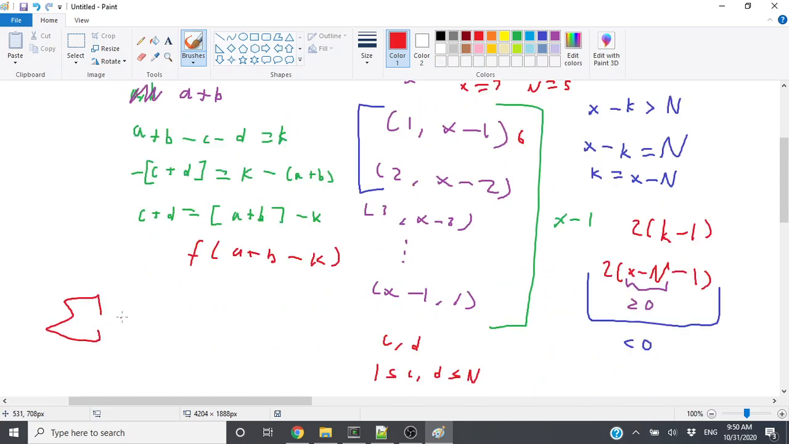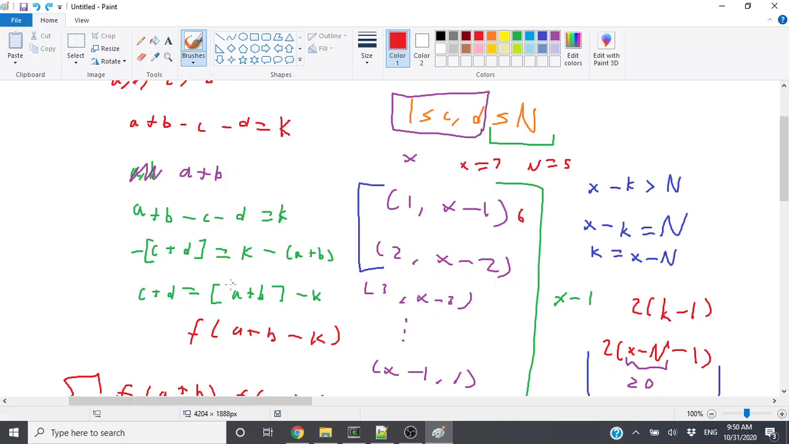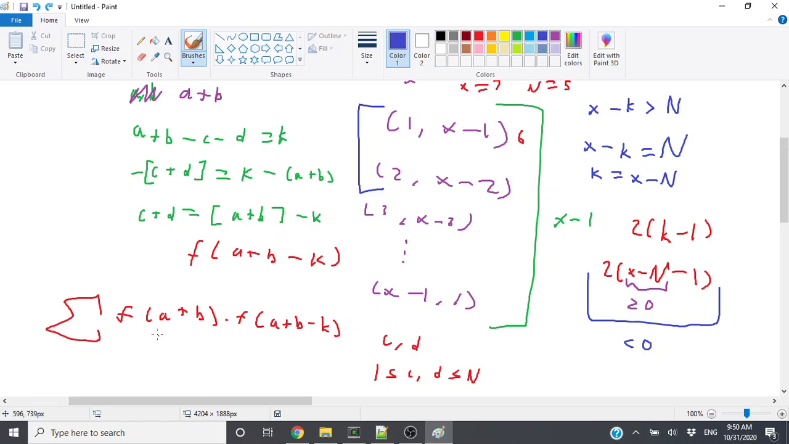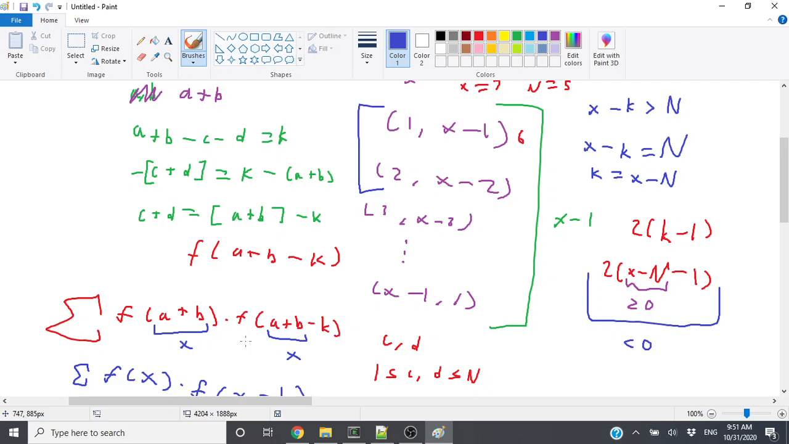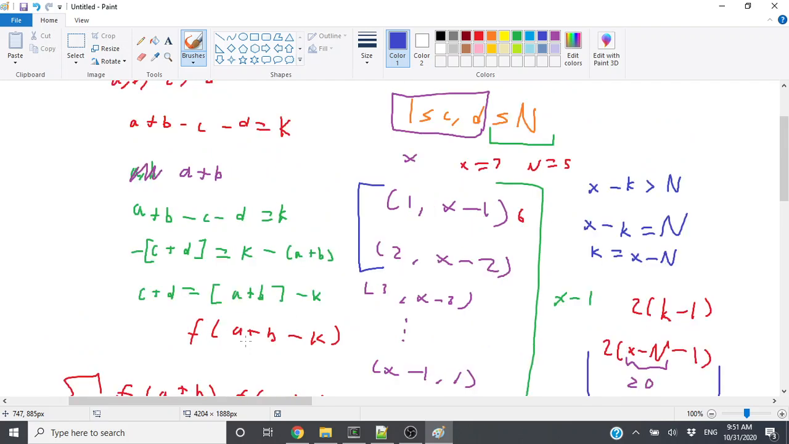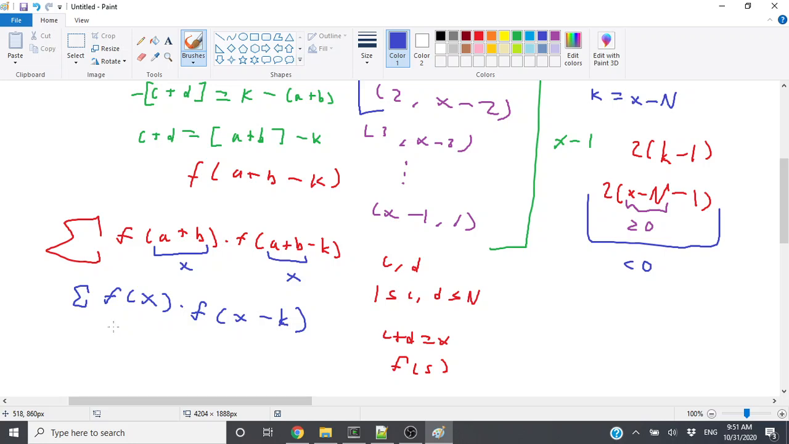So in general, it's the sum of f of a plus b times f of a plus b minus k, because the first part is the number of ways to get this sum, and the other part is the number of ways to get this sum. And if we call this value a collective x, which we can, because we don't really care about the values of a and b themselves, only the number of ways to get them, then this is the sum of f of x times f of x minus k, provided that both of these values are greater than zero.